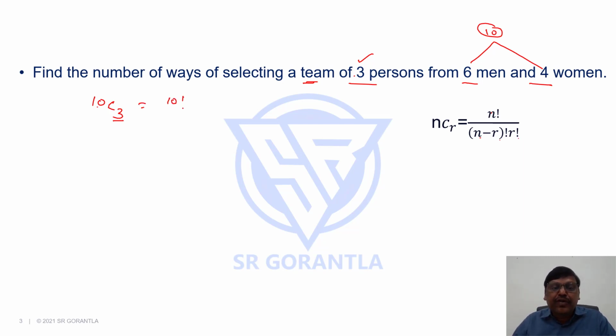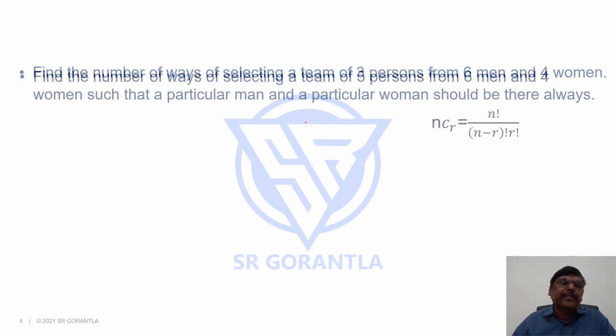If I apply the formula here, 10 factorial by 10 minus 3, 7 factorial into 3 factorial. 10 factorial by 7 factorial will be 10 into 9 into 8, because 1 to 7 here, 1 to 7 here will get cancelled. By 3 factorial, 3 into 2 into 1. 3 threes are 9, 2 fours are 8, 10 threes are 30, 30 into 4 is 120. So the total number of ways is 120. Total number of selections possible, we have here 120. Let's take up the next one.